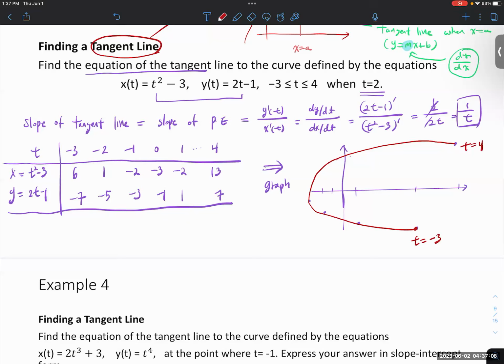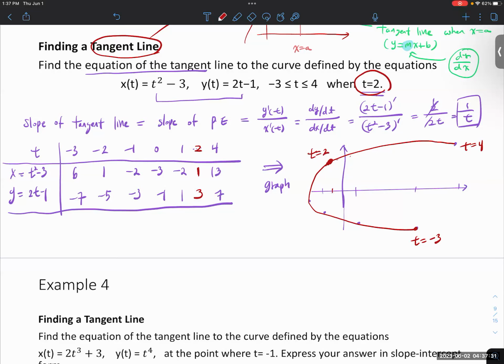And then we can find out when t equals 2. You can plug in 2: 4 minus 3 is 1, and then 4 minus 1 is 3. So 1 and 3 is going to be exactly on this line. So this is (1, 3). This is t equals 2.